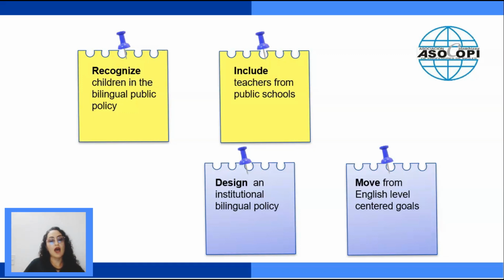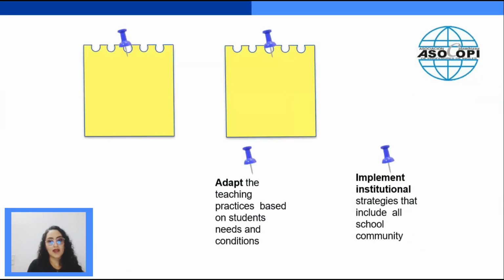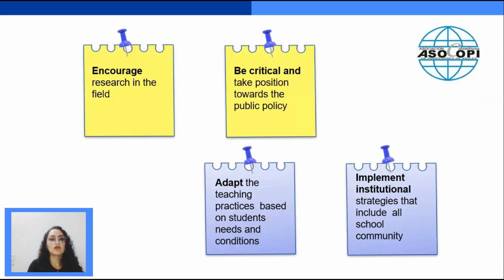For a macro level and for an institutional level, I can suggest that it is very important to design an institutional bilingual policy that includes all teachers, not only English language teachers, but also self-contained teachers in preschool and primary. And this is more a call for bilingual policymakers, and it is important to move from English level-centered goals, so the strategies can be directed not only to the higher levels, but also to the first ones. And this is a call for all academic institutions, and there is a need to encourage research in the field.